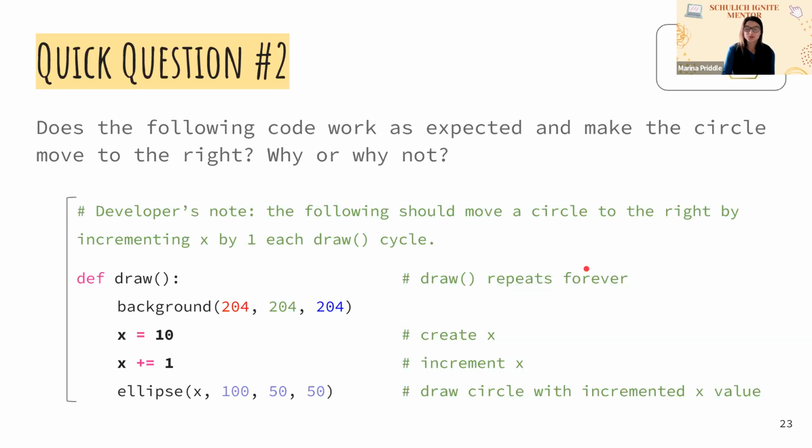Okay, it was a tricky question, but 44% of you got it right. So the answer is no. The variable will be redeclared in each iteration and the circle will not move. So why is that? Can anyone tell me in the chat why the circle would not move?